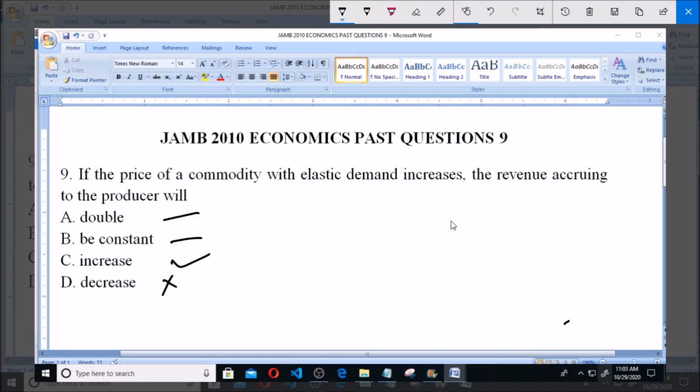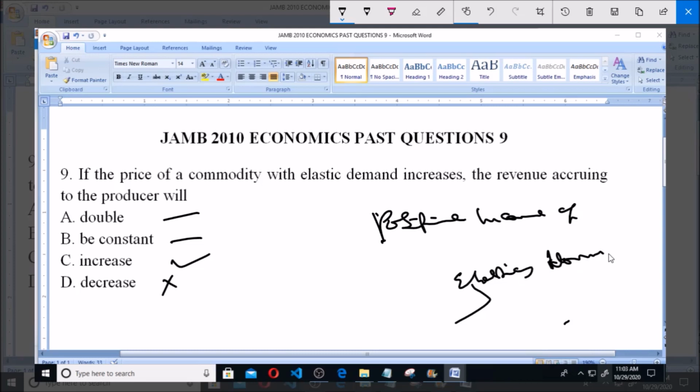The correct answer is C, increase, because this is talking about positive income elasticity, which is applicable to normal commodities or normal goods.